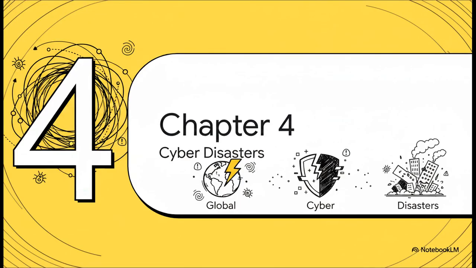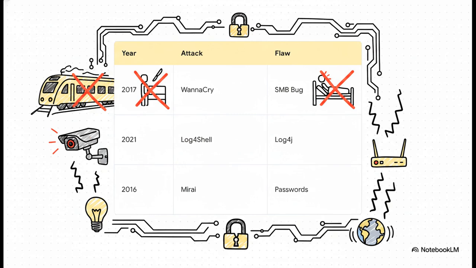Chapter 4: Global Cyber Disasters. To truly understand the real-world stakes here, we have to look at three massive cyber disasters caused by these microscopic errors. This really illustrates how a single vulnerability scales up. In 2017, the WannaCry ransomware exploited a Windows bug, paralyzing over 200,000 computers globally and literally bringing trains to a halt. In 2016, the Mirai botnet used those default admin passwords we talked about to weaponize household cameras, causing massive internet outages. And then there's the middle example on this list, Log4Shell, which absolutely deserves its own spotlight.